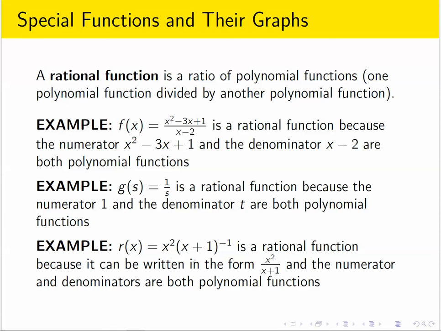And then here's another thing you can rewrite. x squared times x plus 1 to the minus 1. Remember, a negative exponent can be interpreted as a reciprocal. So this is also x squared over x plus 1, which is a polynomial divided by a polynomial. That makes this a rational function.